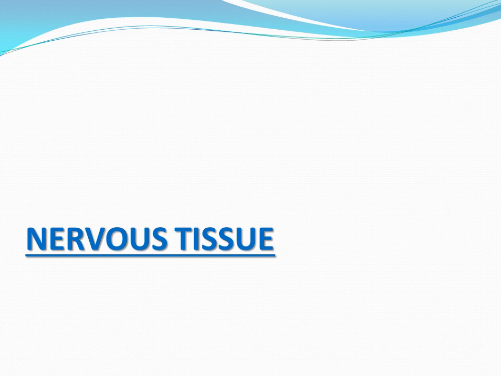The next type of tissue is nervous tissue. Let us discuss nervous tissue in detail.